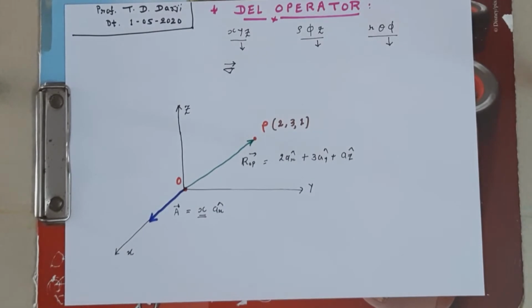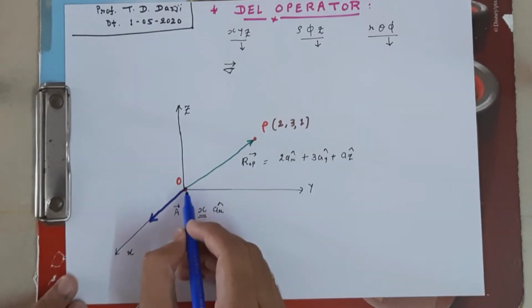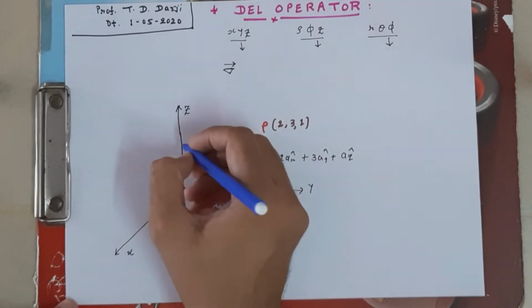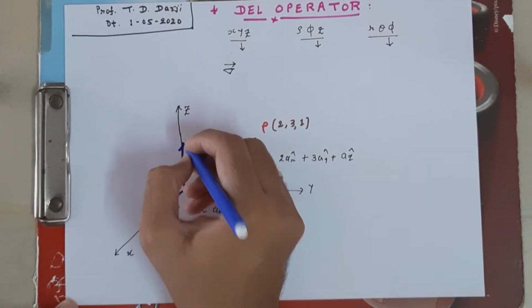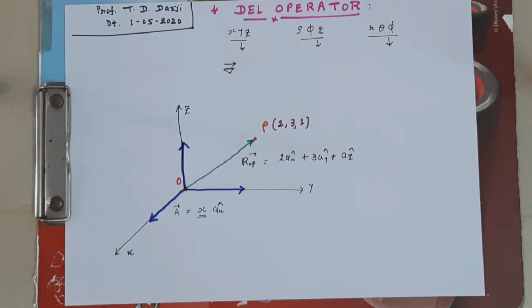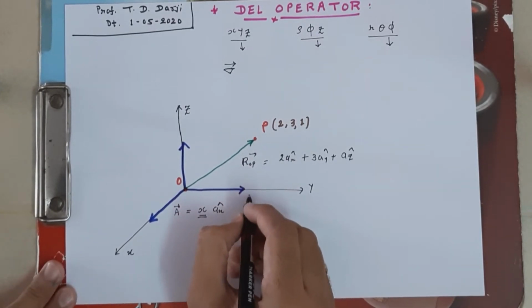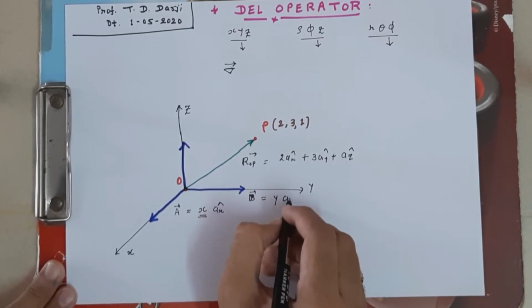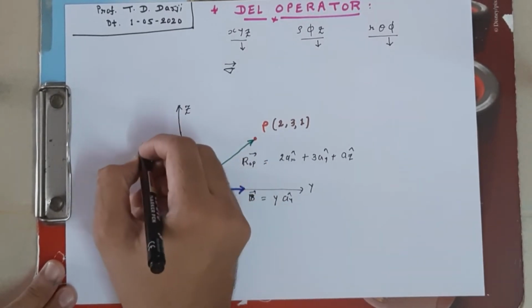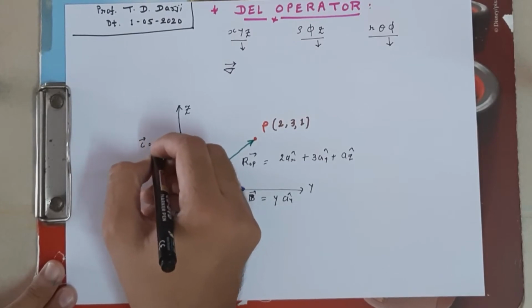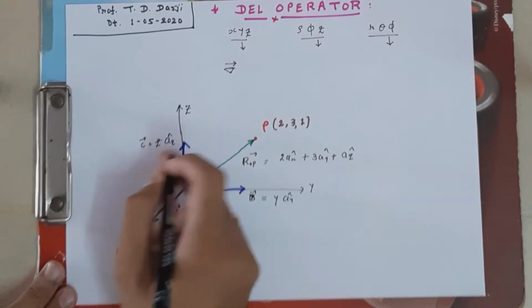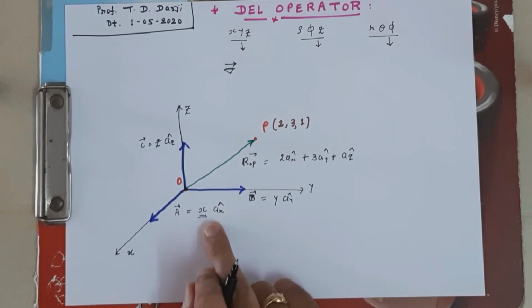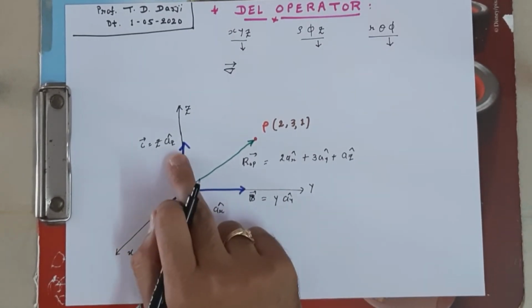Then suppose the second vector is present in the y direction, and similarly the third vector is present in the z direction. Suppose this one is my vector b, so b is y ay, and this one is my vector c, so c is z az. It may be z square az, z cube az, anything is possible. So a equals x ax, b equals y ay, c equals z az.